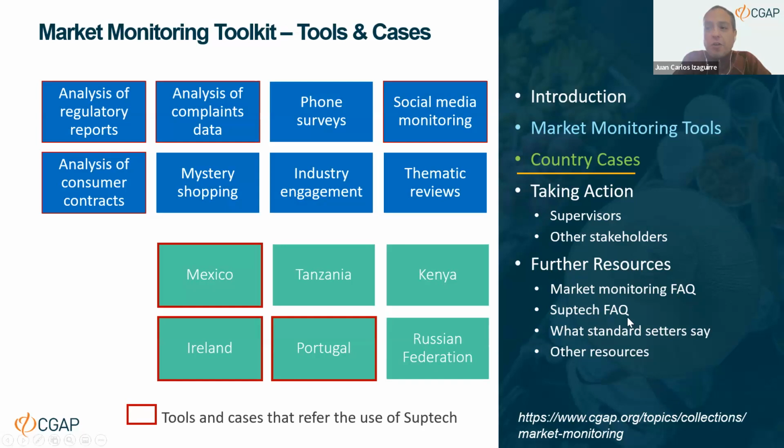And we also have some further resources to understand what market monitoring is, and how technology can be used to power market monitoring. And we are actually going to include one additional tool very soon, in the next couple of months, on the use of consumer advisory panels to support market monitoring. That's coming, so keep an eye on it.